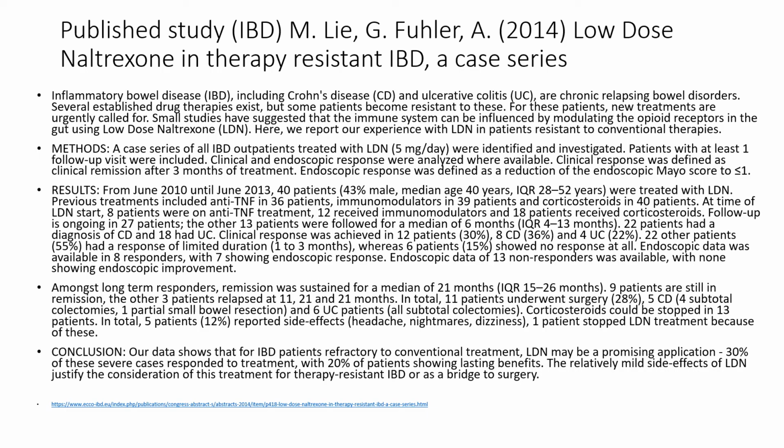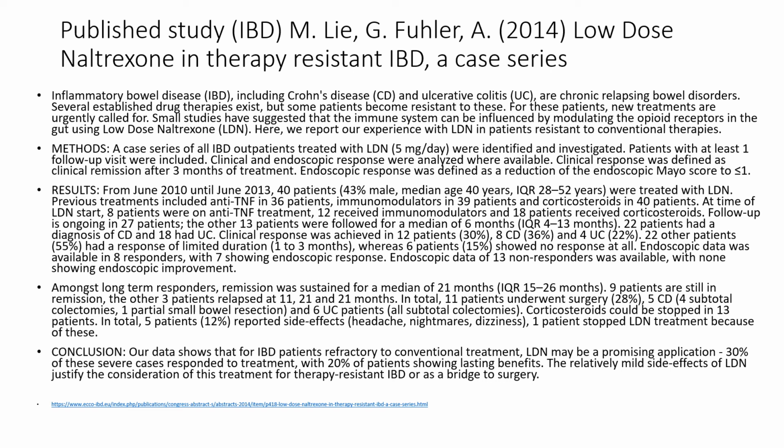Yet another report in 2014 showing LDN use in those resistant IBD cases. So the data showed that for IBD patients refractory to conventional treatment, LDN may be promising, as 30% of those with severe cases responded to treatment, with 20% of patients showing lasting benefits. The relatively mild side effects of LDN are attractive and can justify this consideration.